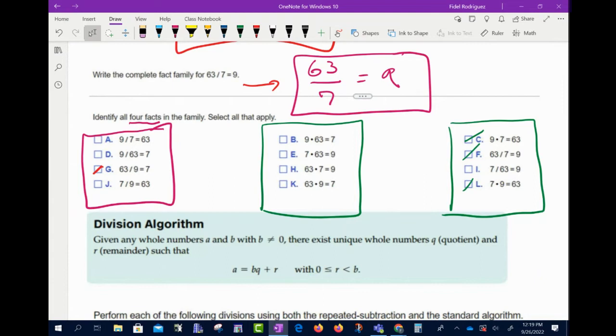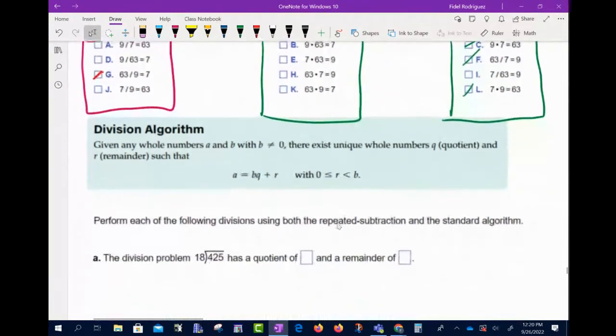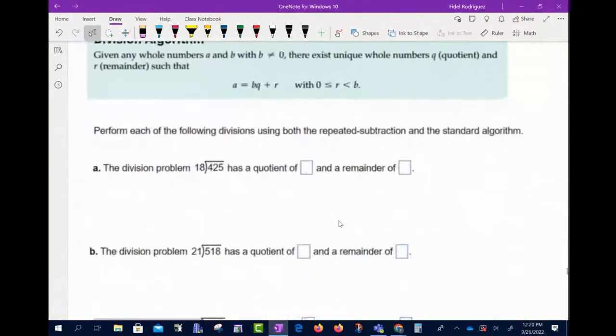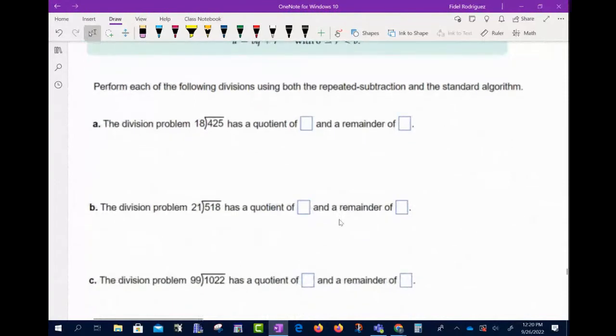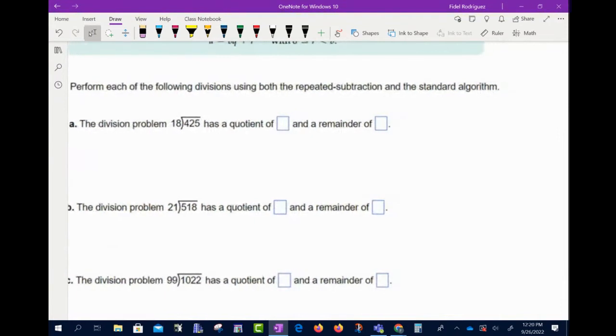Okay, so the next thing we have here, y'all, is something called the division algorithm. And it says, given any whole numbers A and B where B is not 0, there exist unique whole numbers Q, which is our quotient, and R, which is our remainder, so that A is equal to B times Q plus R. Okay, so all we're going to do here, y'all, is pretend we're back in 4th or 5th grade, and we're going to do some division, okay?